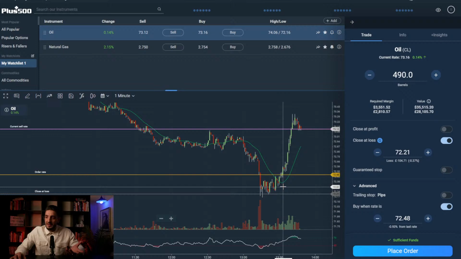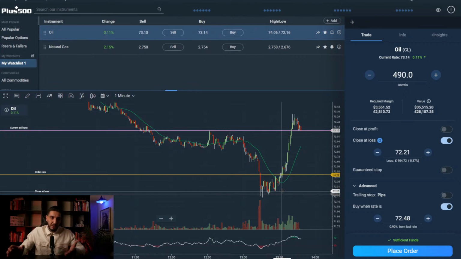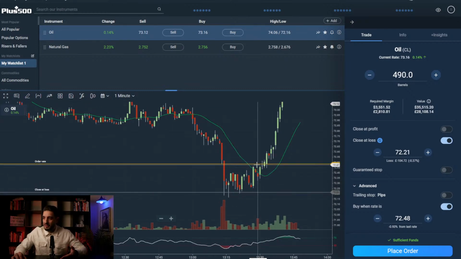Obviously, if we have another confirmation of a candle below the MA, then I'll be looking to close that trade anyway. The stop loss is pretty much there for any too volatile moves on the market, so I'm in full control of my trade, for example. Now, since we opened the trade right here at 72.48, where we broke above the MA, we have that confirmation right here.